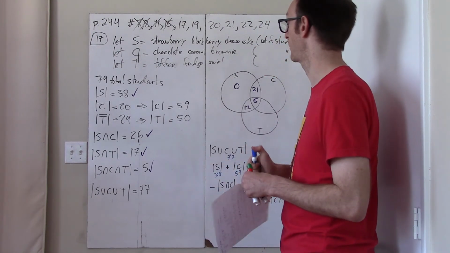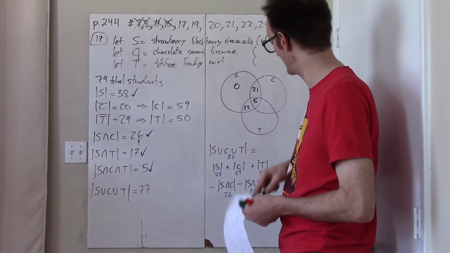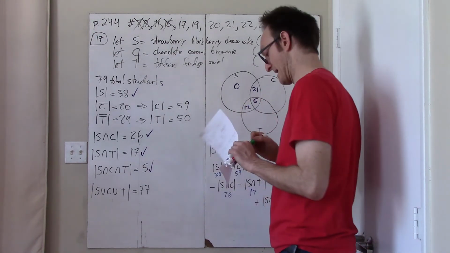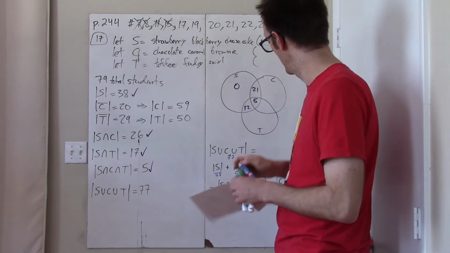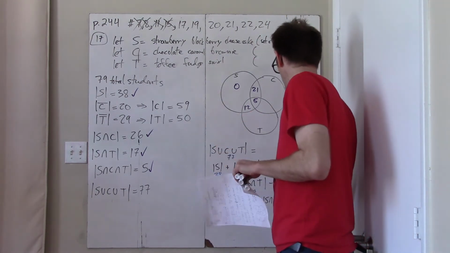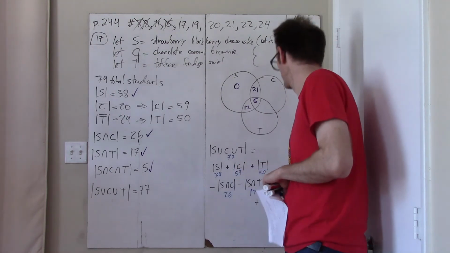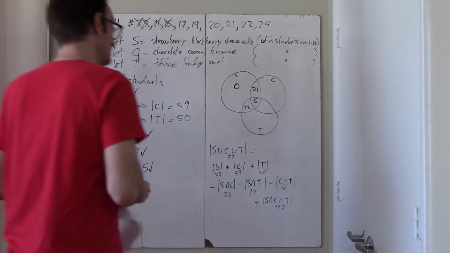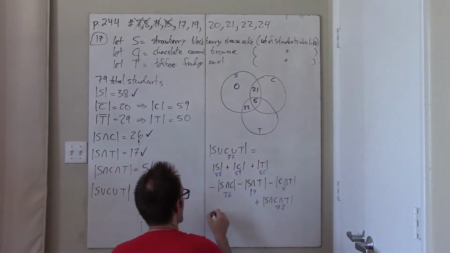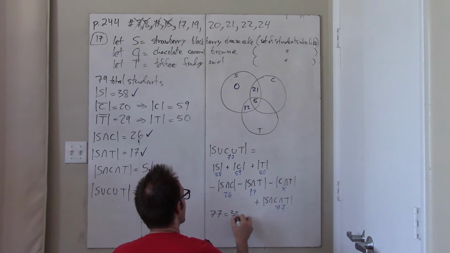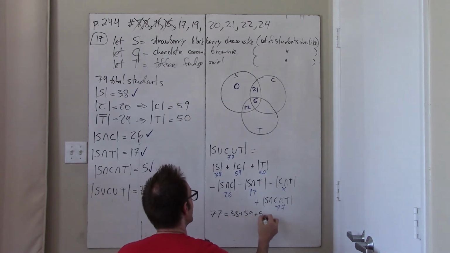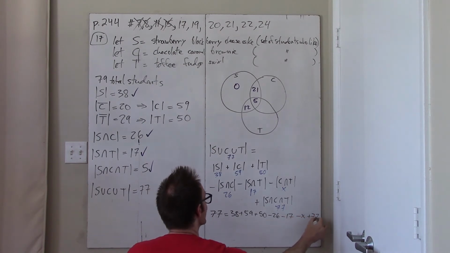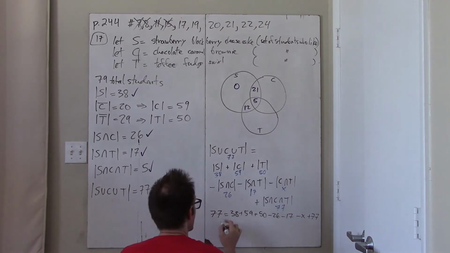And is that maybe just the one I don't know? Yeah, that's the one thing I don't know, C intersect T. So I'll call that X, and the intersection value here is 77. And so this whole thing now turns into this equation: 77 is 38 plus 59 plus 50 minus 26 minus 17 minus X plus 77. And if you do this all out, you get that X is 32.